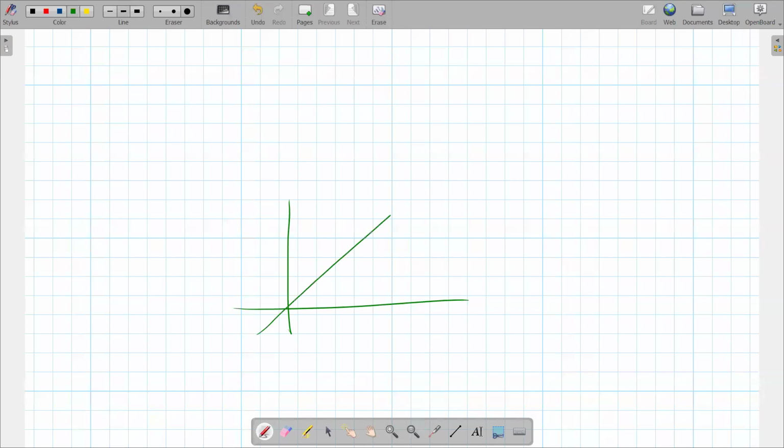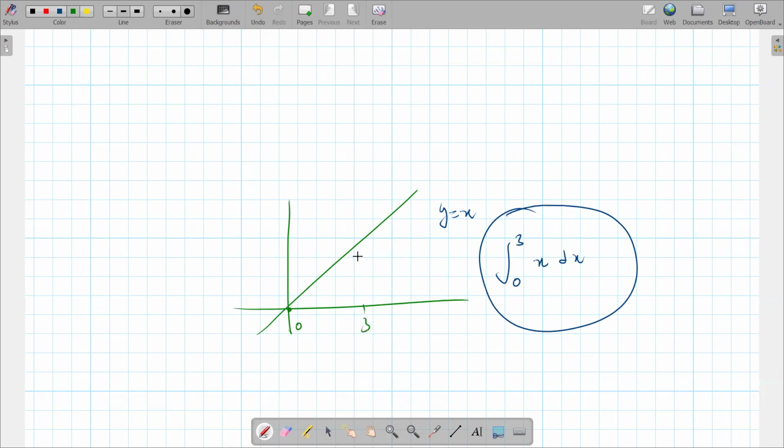So you have something like this. Let's call this y equals x. It gives you the area, okay? If you see this, you're integrating this function, which is x, from x value of 0 to x value of 3. This is what it gives you. This is the area.